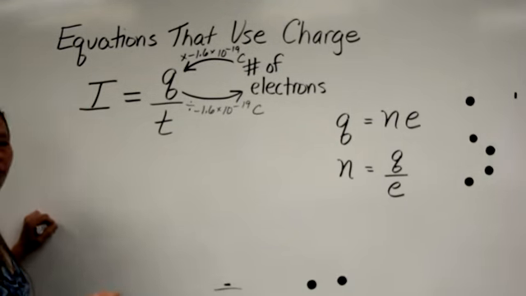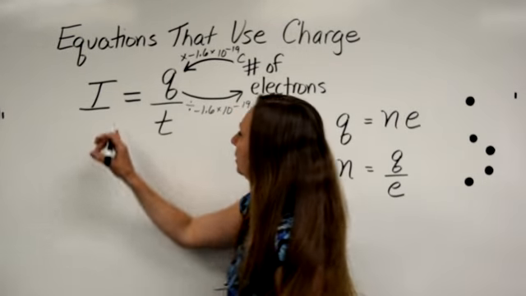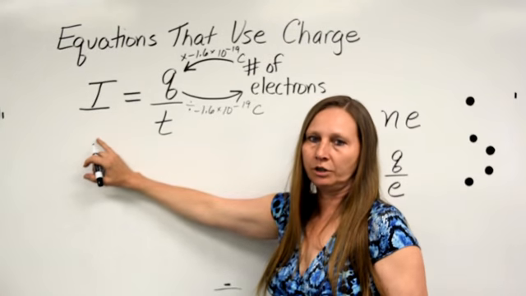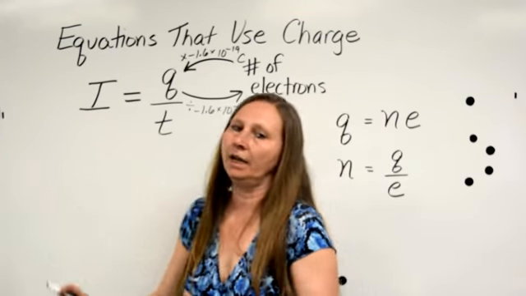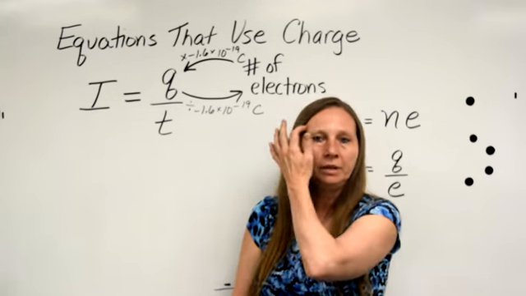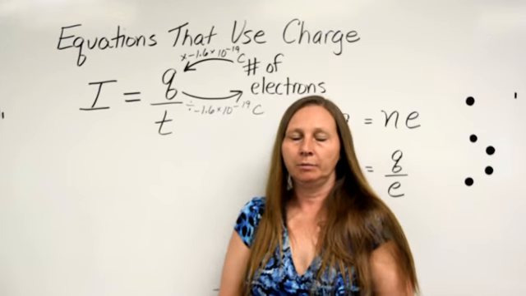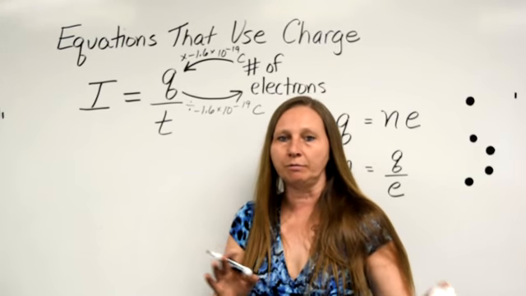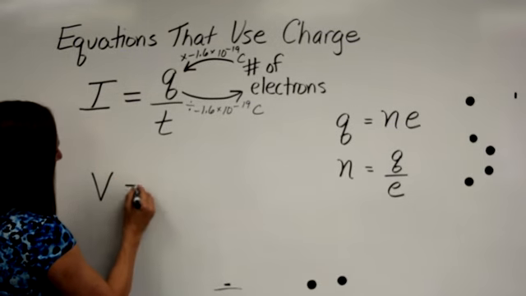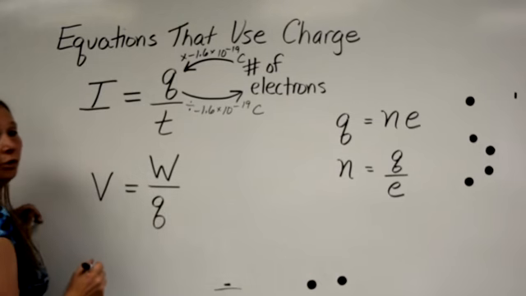Now, another equation that uses charge in the current electricity topic is the definition for voltage. Again, we'll be going into a lot more detail in the voltage section. Look at the table of contents for this topic, current electricity, but I believe it's going to be section 7.3 or 7.4. So voltage is defined as the amount of work per unit charge.